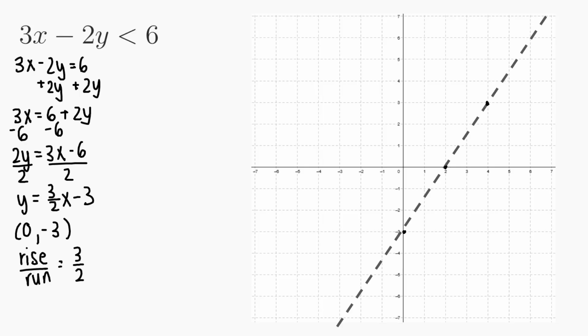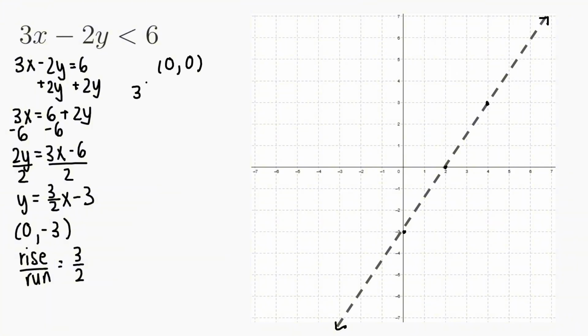Now we have our dashed line. Let's add arrows and let's figure out which of the two sides needs to be shaded in. In this case, we can plug in any point, like always. Why don't we plug in 0, 0?